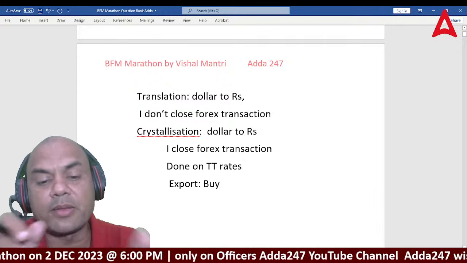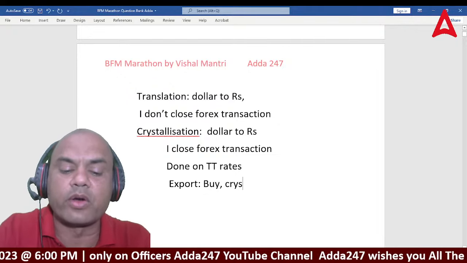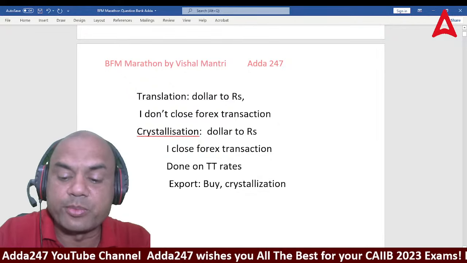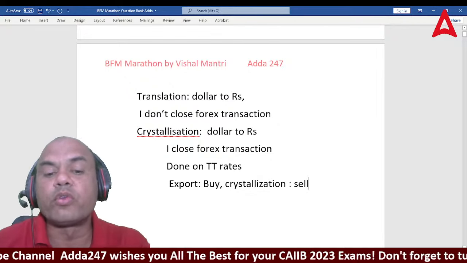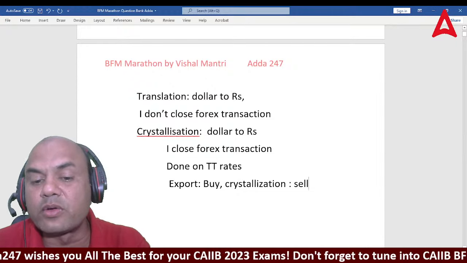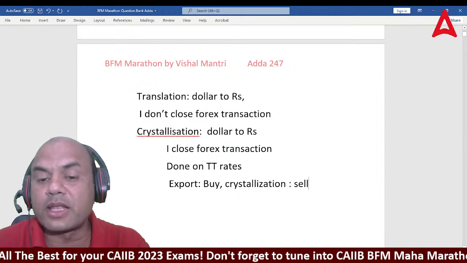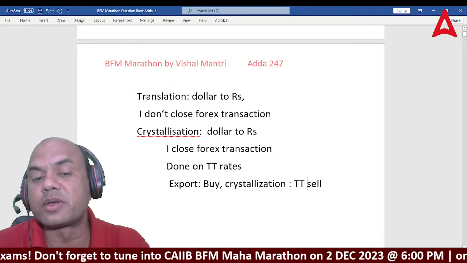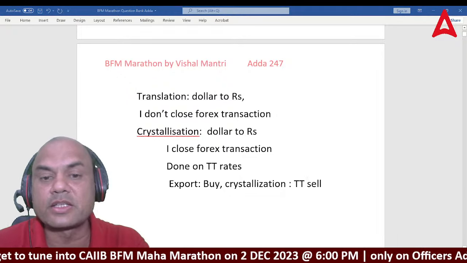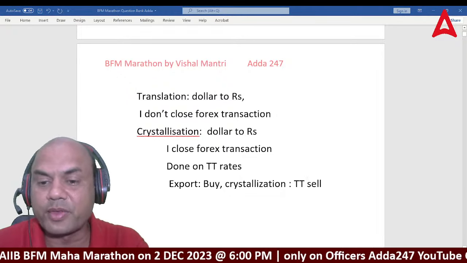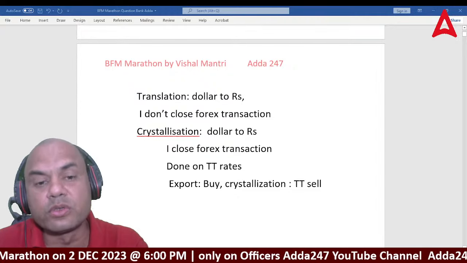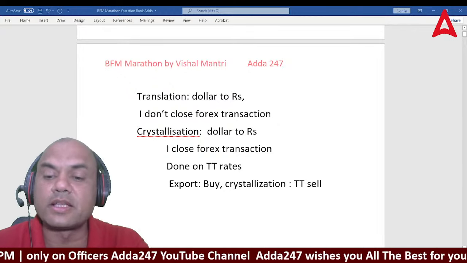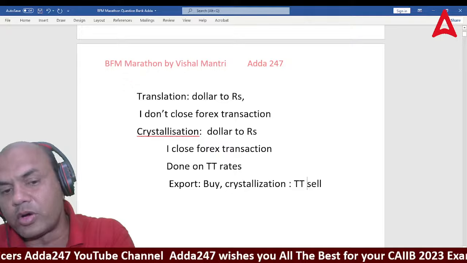So in an export transaction, I am buying. So crystallization of export will be what? Crystallization of export will be sell. So whatever I do over here, I'll do the reverse thing over here. In crystallization, I'll take the reverse, the TT sell. So remember, crystallization is done for those loans which have become NPA and which we have to convert to the local currency then. Okay, got it, everyone?